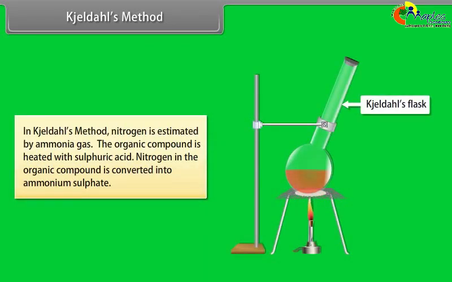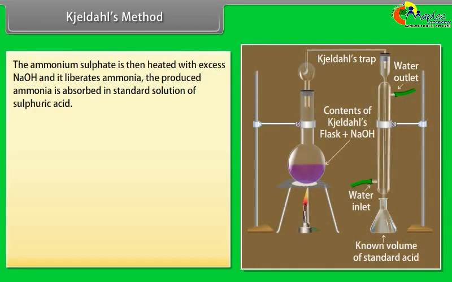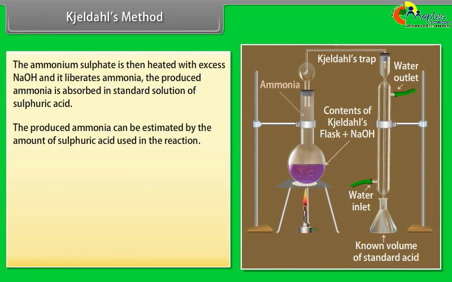Kjeldahl's method. In Kjeldahl's method, nitrogen is estimated as ammonia gas. The organic compound is heated with sulfuric acid. Nitrogen in the organic compound is converted into ammonium sulfate. The ammonium sulfate is then heated with excess NaOH and it liberates ammonia. The produced ammonia is absorbed in standard solution of sulfuric acid. The produced ammonia can be estimated by the amount of sulfuric acid used in the reaction.